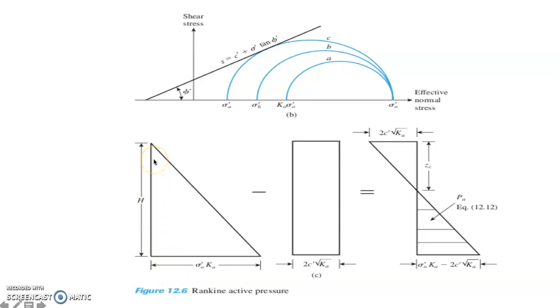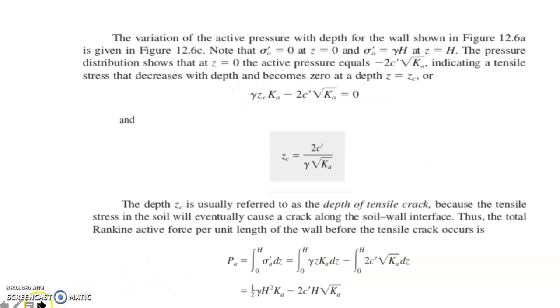So this would be equivalent to 1/2 of H times sigma sub O K sub A. And sigma sub O is equal to gamma times H. Now this is equal to 1/2 gamma times H squared K sub A minus the area of this, which is H times 2 C prime square root of K sub A. So that is the formula to compute the total Rankine active force per unit length of the wall before the tensile crack.